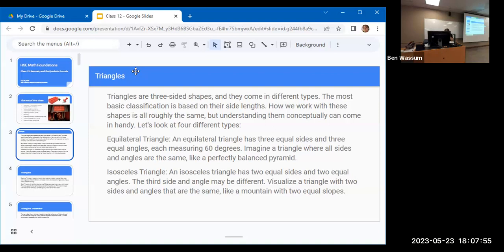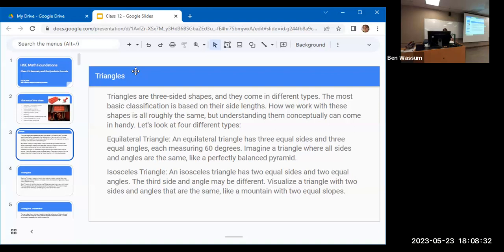So an equilateral triangle literally means all the sides are equal. So it has three equal sides, and because there's three equal sides, all the angles are also equal to each other. And since all the angles inside of a triangle add up to 180 degrees, all of those angles for an equilateral are 60. It says there, imagine a triangle where all sides and angles are the same, like a perfectly balanced pyramid.